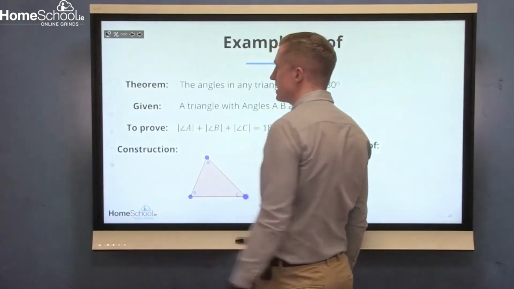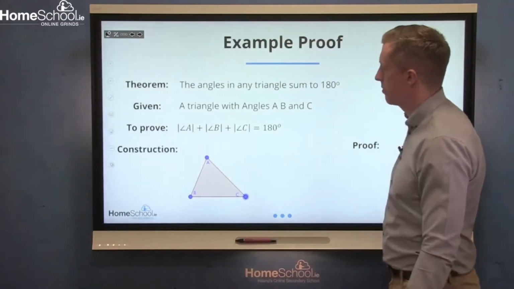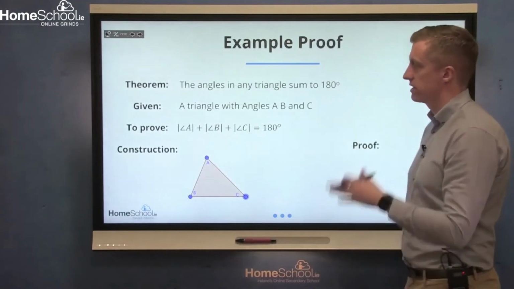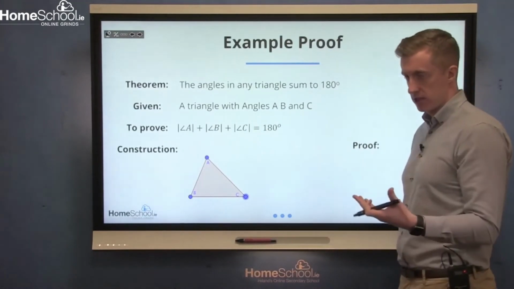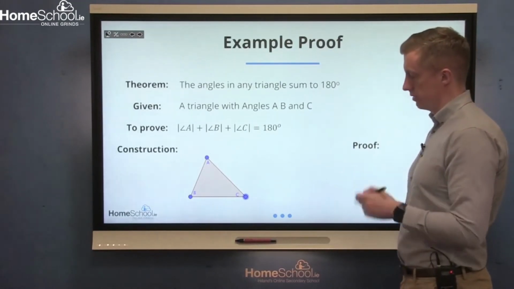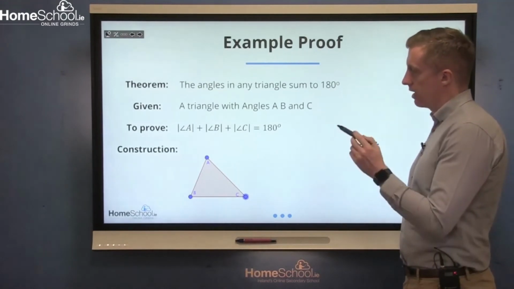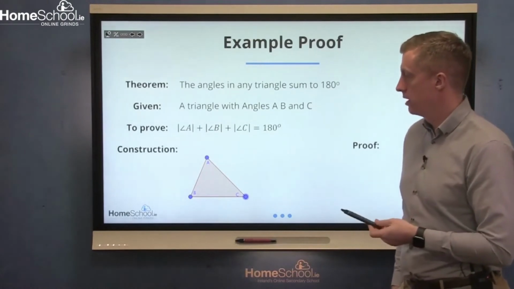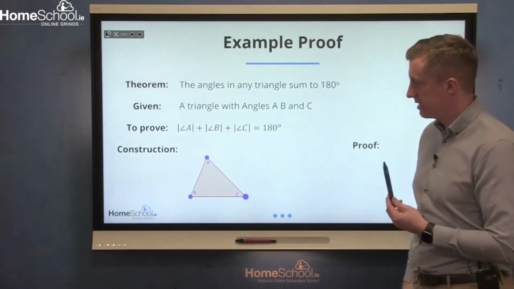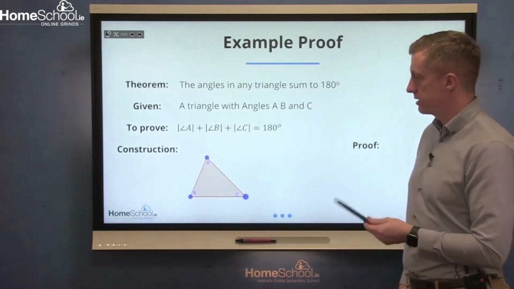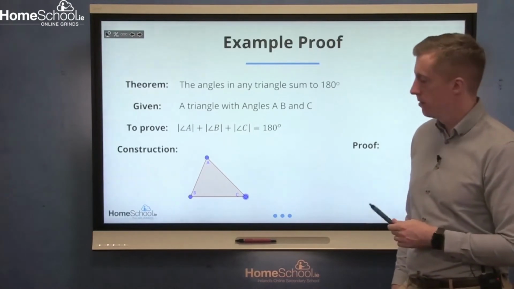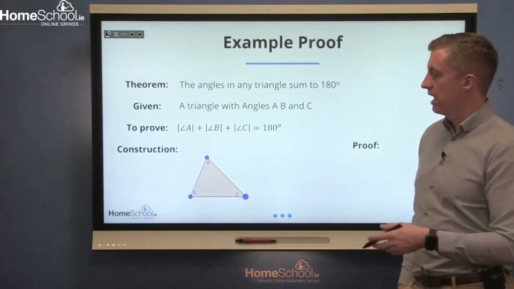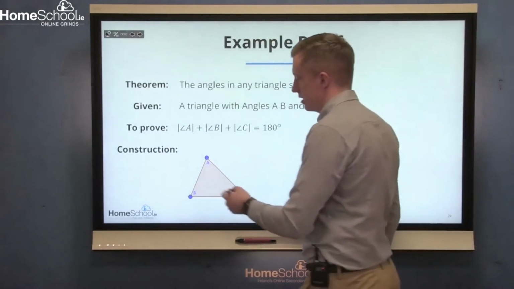Something similar. So here's an example. I've kind of populated some of the ideas. The theorem we're trying to prove is that the angles in a triangle all add to 180 degrees. Okay, that's what we're trying to do. And a triangle with angles A, B, and C is what we're given. That's what we're starting with. What I'm trying to prove is that if I add the angle A, the angle B, and the angle C, I get 180 degrees. Here's a construction. So there's my diagram that I'm starting with.